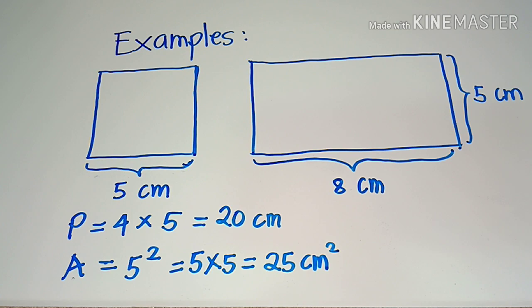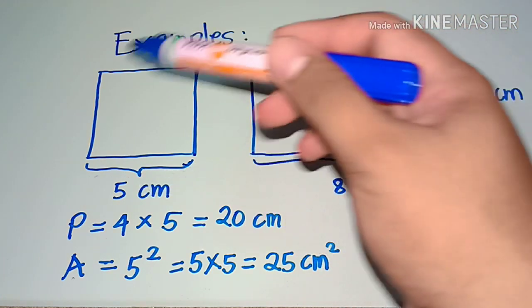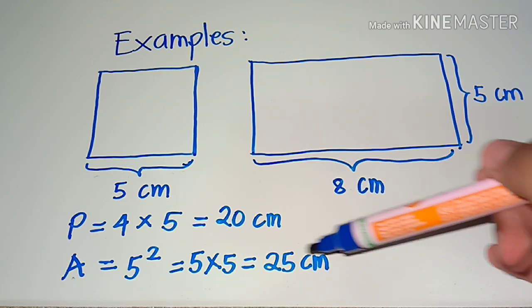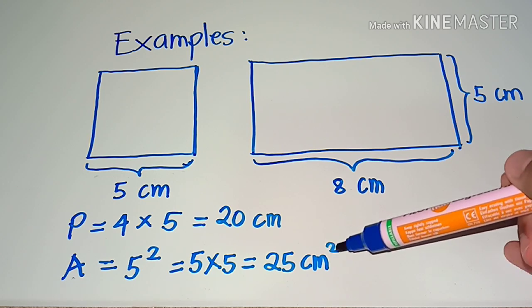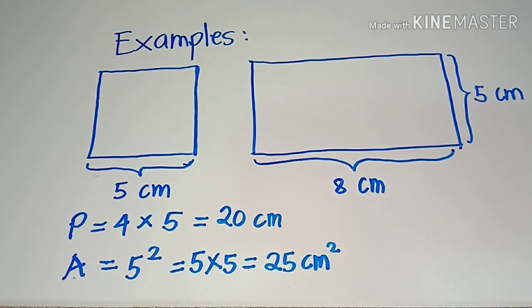Please be careful with the unit. If it's perimeter, you just simply copy the unit because you're just simply adding the sides. But for area, since it's already 2-dimensional, you have to really put the 2 here. That means you're multiplying the 2 dimensions of that object.